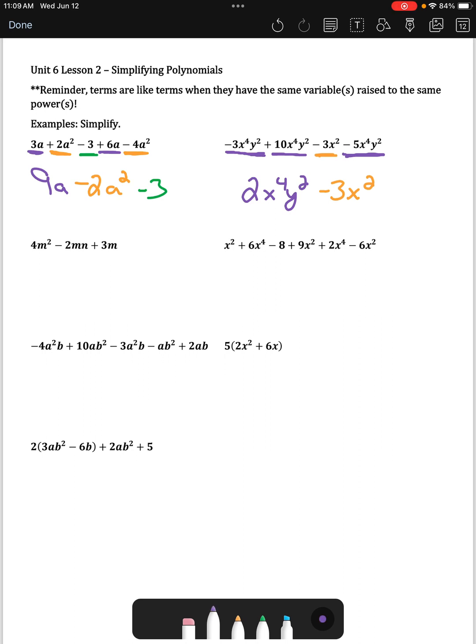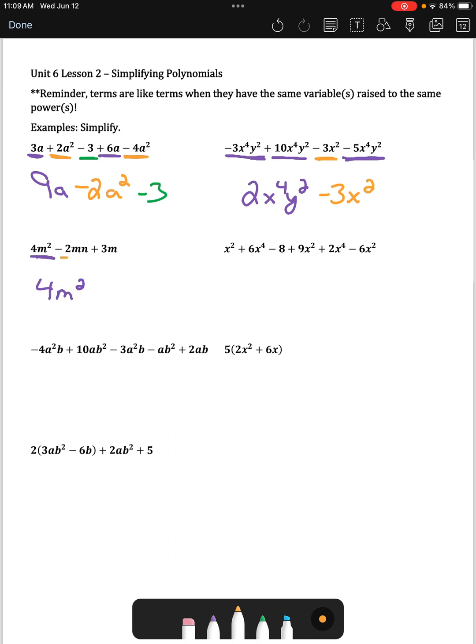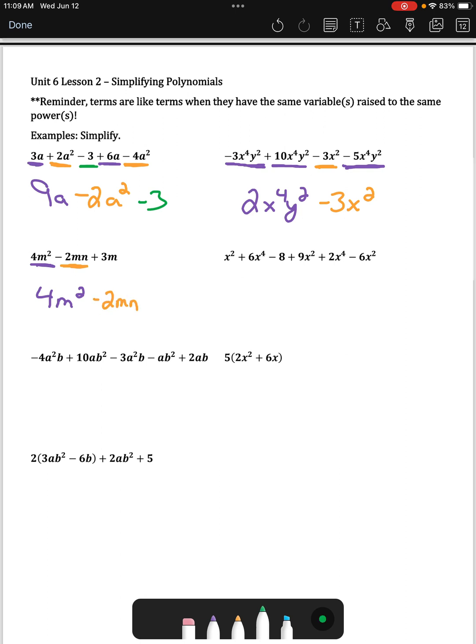This negative 3x to the second doesn't have anything to combine with, so it just comes along. In our third example, we have 4m to the second to start with, and nothing else has m to the second, so it's part of the answer. Our next term is negative 2mn, the variable portion of mn. Nothing else has that, so it's coming along. And we have 3m, which has nothing to combine with. This problem is just here to try to catch you not paying close enough attention.